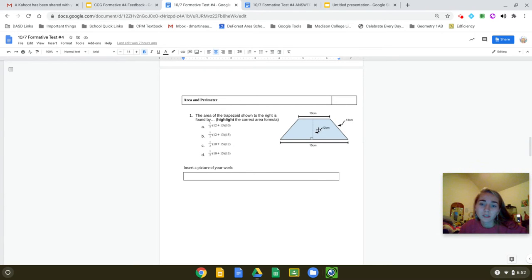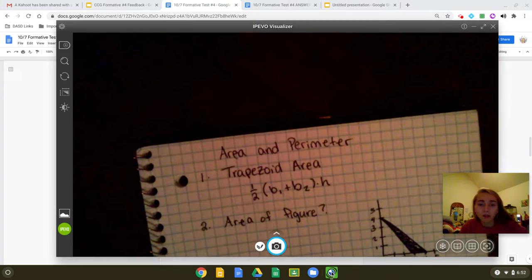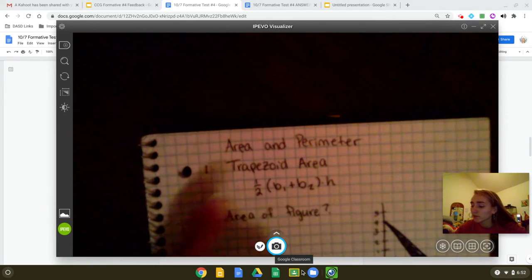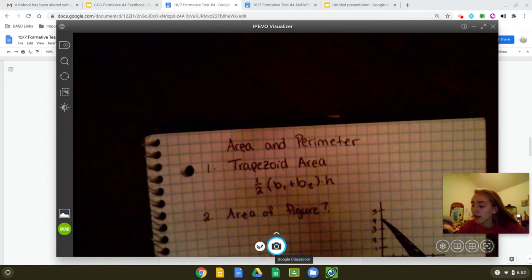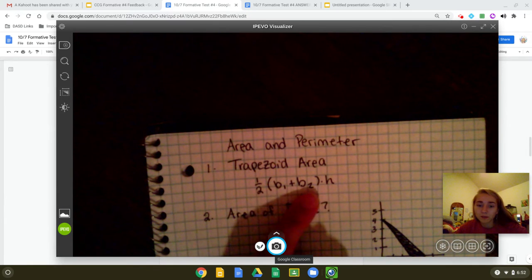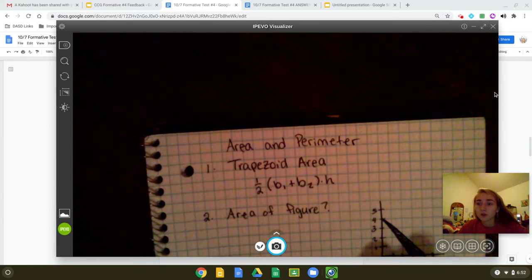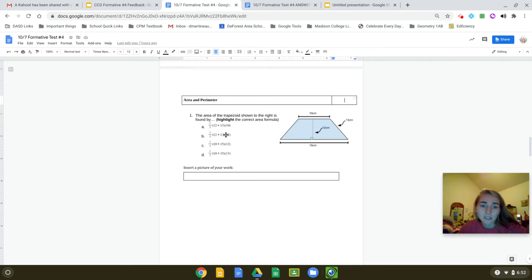So we have to look at what the trapezoid's area formula is. We know that the area of a trapezoid is 1/2 times the base 1 plus the base 2 times your height. Looking here, I need my base 1, which is 15, plus my base 2, so I need 15 plus 10. So I know it's going to be either C or D, and it's going to be 1/2 times those, then multiplied by the height.